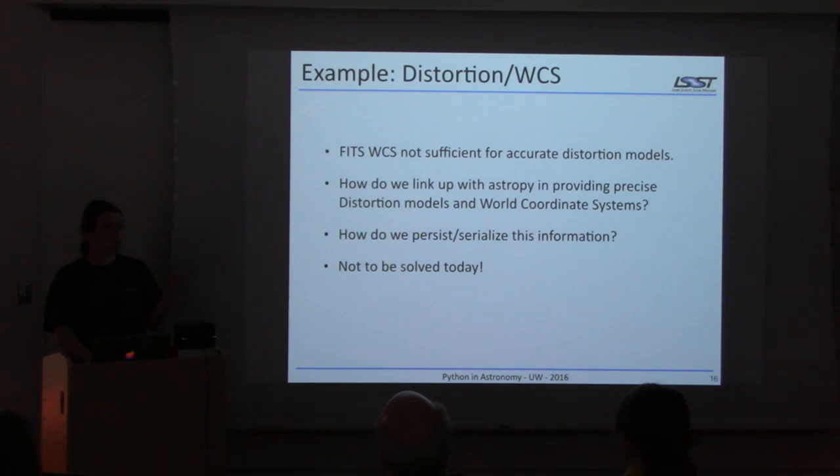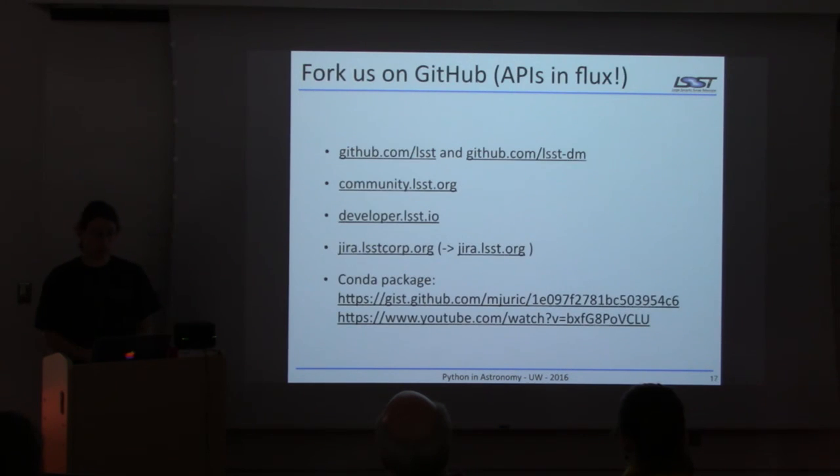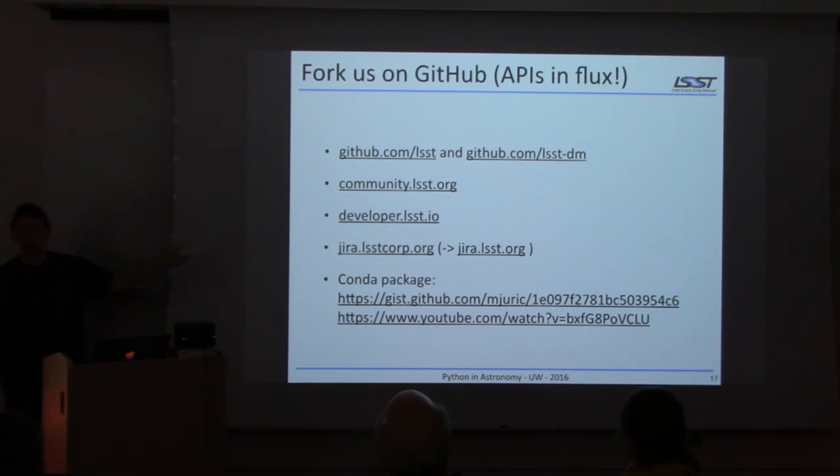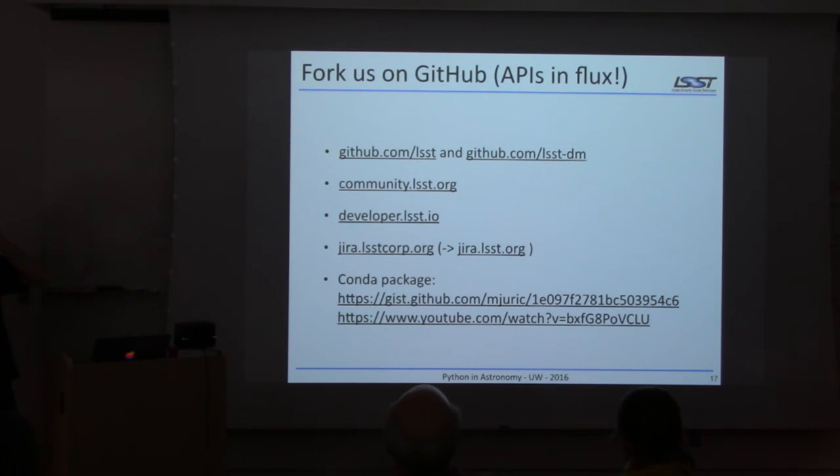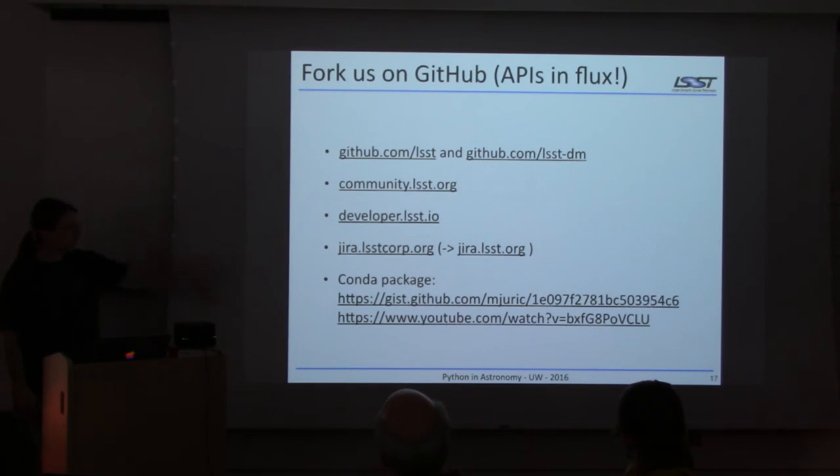There are essentially 2 tools available right now that do this well: AST from Starlink and GWCS, which is currently under development. So, fork us on GitHub. Actually, please don't yet, maybe, because the API is still in flux, because we're under very active development. So if you want to use this for your pipeline right now, you probably could, but in 6 months, everything will have changed. But here's just a link dump for people to follow.